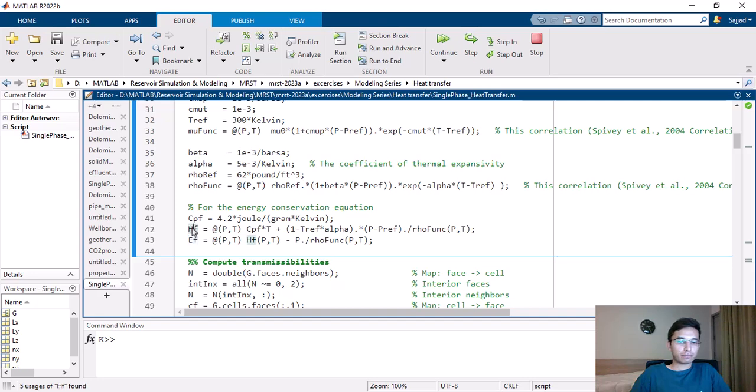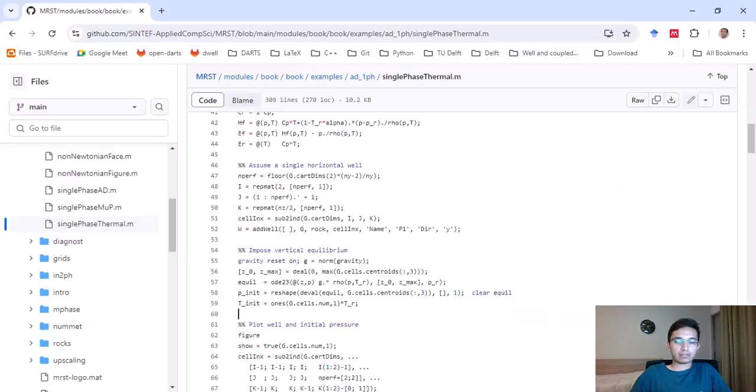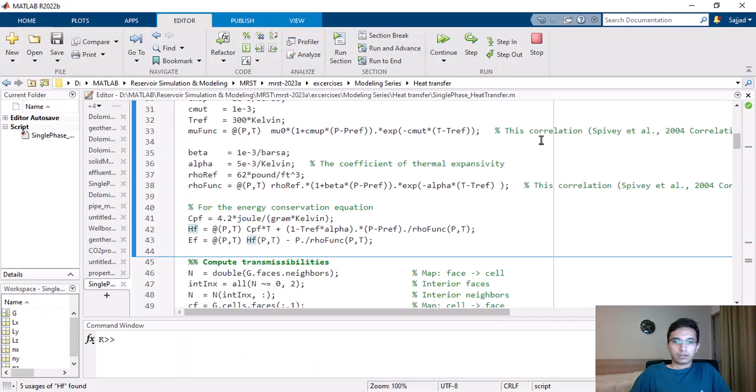For the calculation of water enthalpy, we can, for example, use an equation of state or something like that that you have access to. But here I have used this function, which is the same function that is used here. All right.